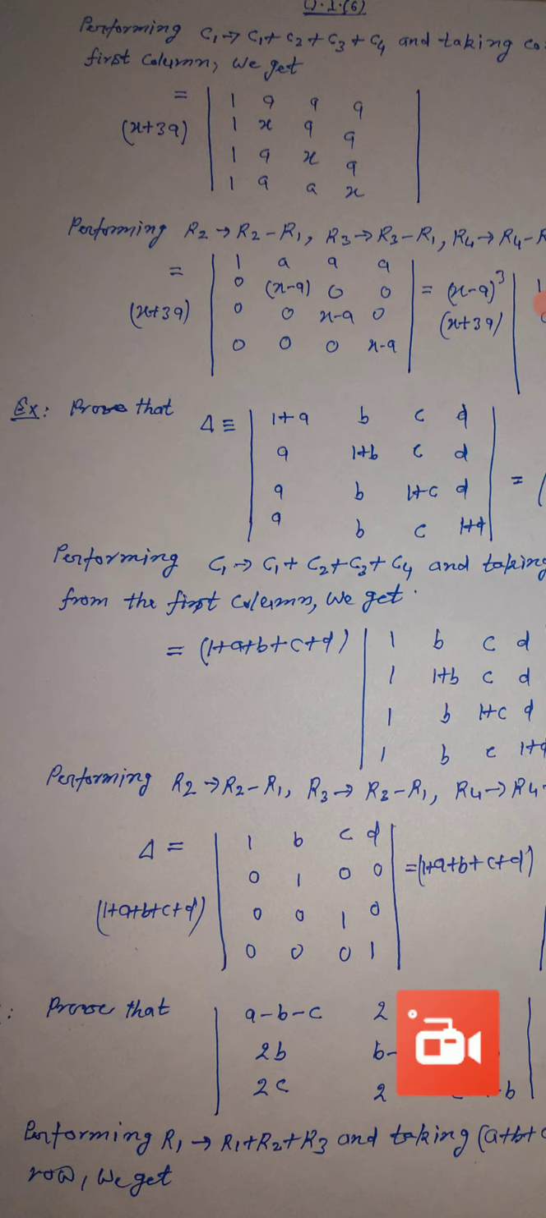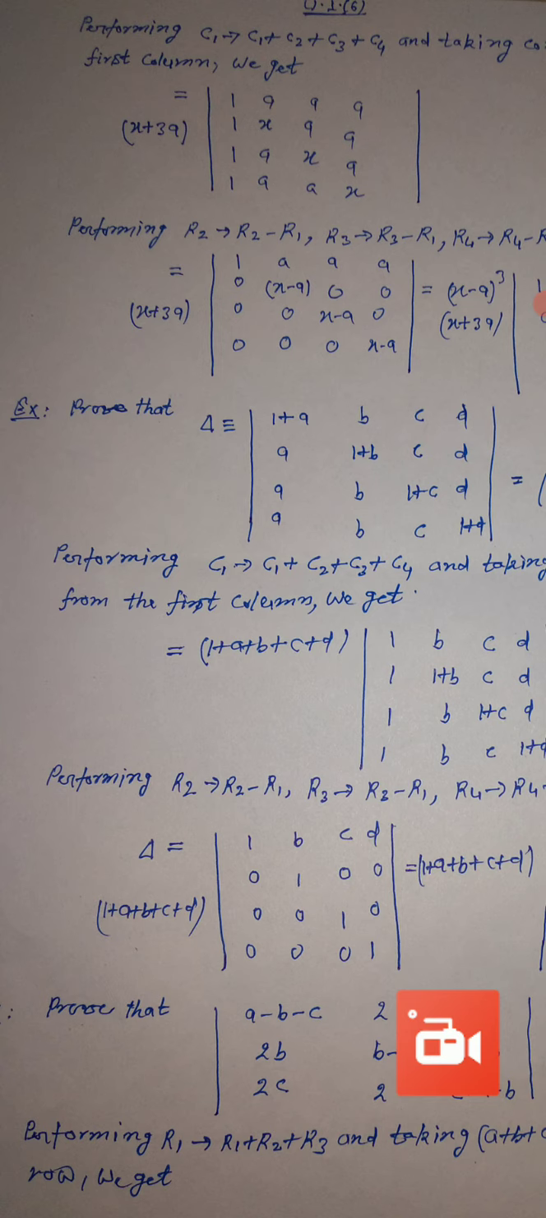Now we again perform R2 as R2 minus R1, R3 as R3 minus R1, and R4 as R4 minus R1. That means you have to subtract R1 from R2, R3 and R4. We get delta equal to 1 plus A plus B plus C plus D multiplied by the determinant: first row 1 A 1 B C D, second row 0 1 0 0, third row 0 0 1 0, fourth row 0 0 0 1.